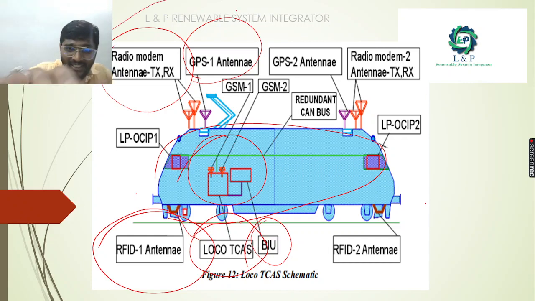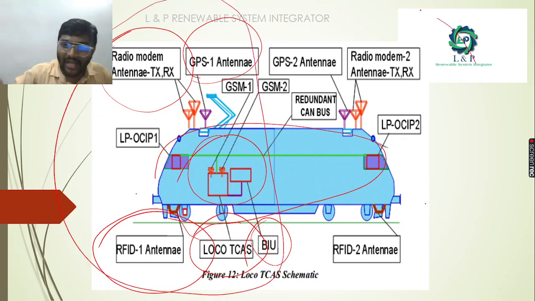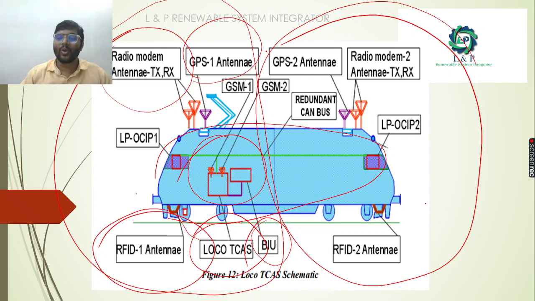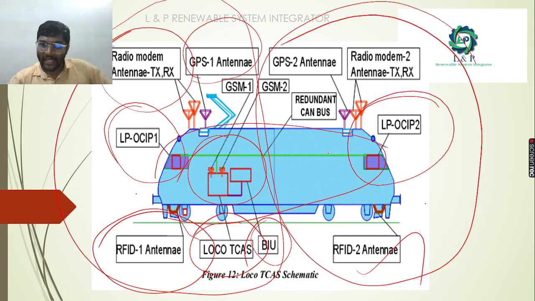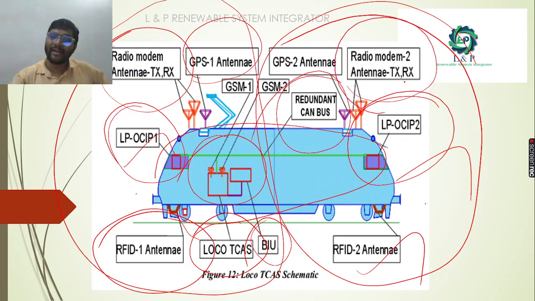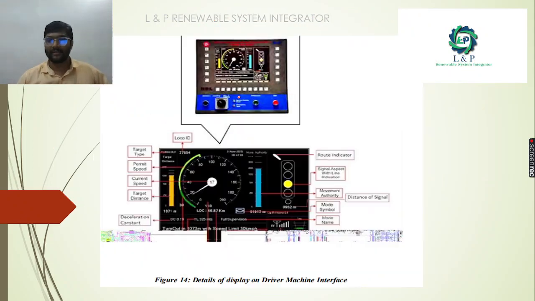The same things which are present at the front side will also be present on the back side of the Loco. As you can see at the back side of the Loco, we have an RFID antenna. We have a Loco pilot, operating interface panels. Two interfacing panels we have. We have a redundancy CAN bus, and also we have a radio modem and the GPS antennas.